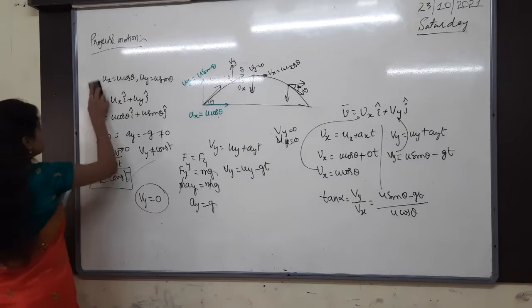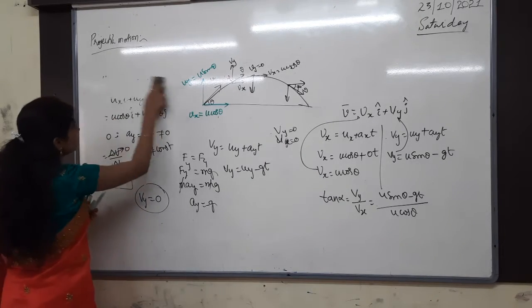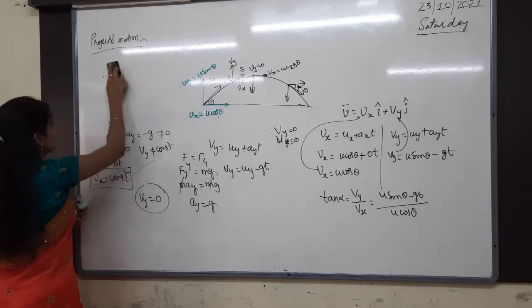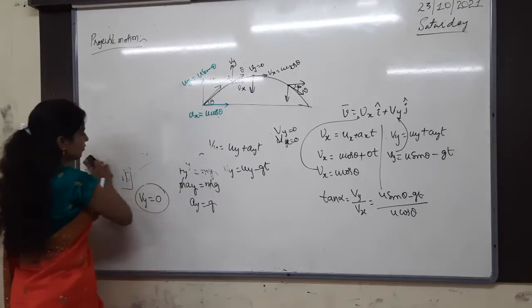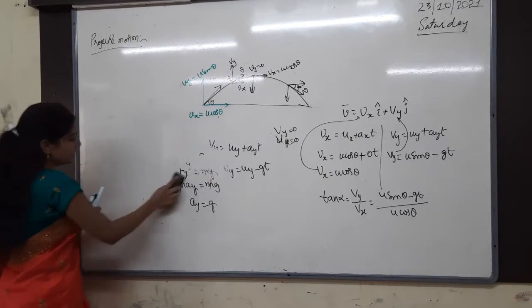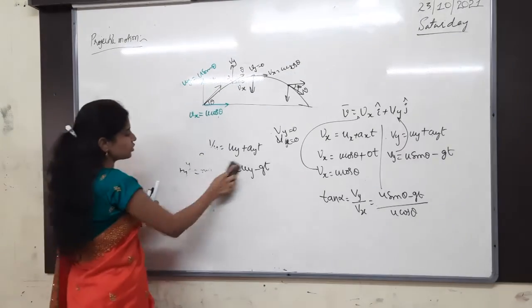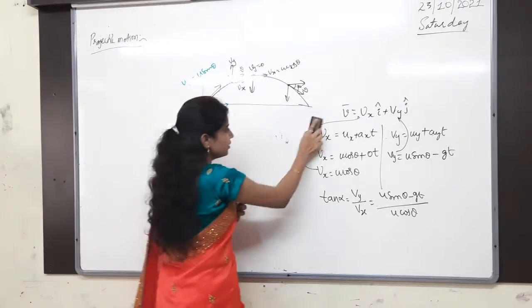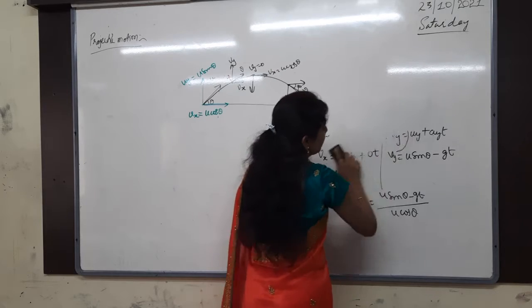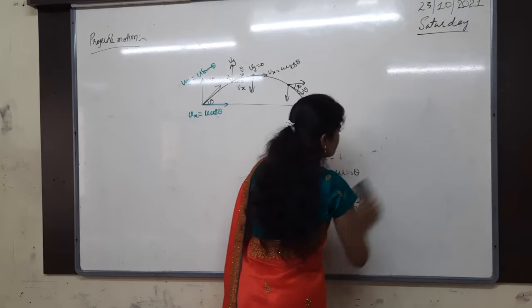Next. What I said, the path of the projectile is which shape? Parabolic shape. So what is the parabolic equation? Generally the mathematical equation is y is equal to ax minus bx square. Y is equal to mx plus c is the slope equation. So y is equal to ax minus bx square. We will prove that.